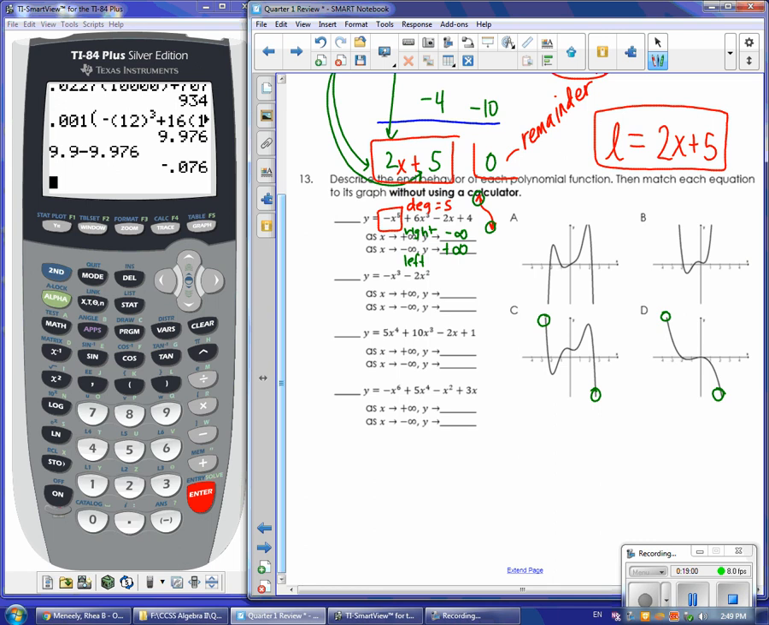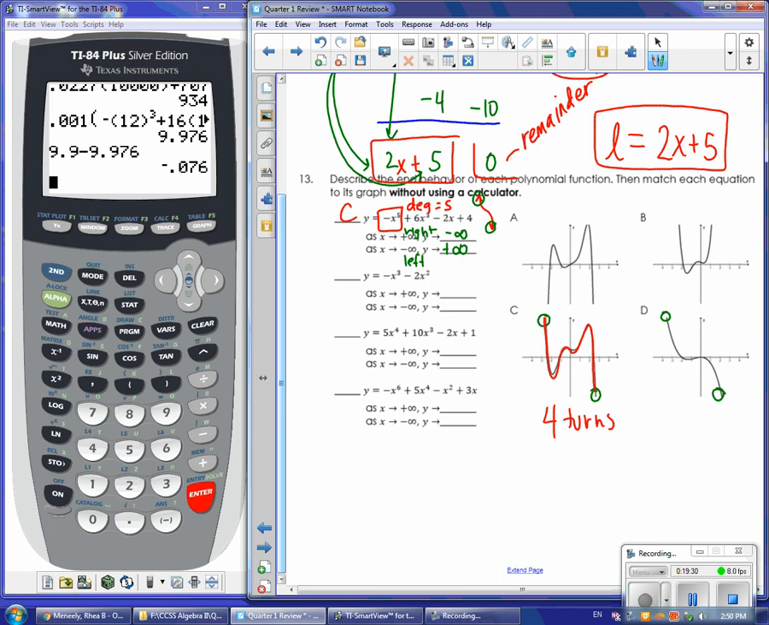So if I take a look at the graph of C, let's just follow it with my pen. It's decreasing, and then it turns. So that's the first turn. It's increasing, and then it turns again. So that's the second turn. It decreases and then turns. That's 3, and then 4. So this has 4 turns in it. That means that its degree has to be at least 1 more. So that means that letter C is going to correspond to my first equation.